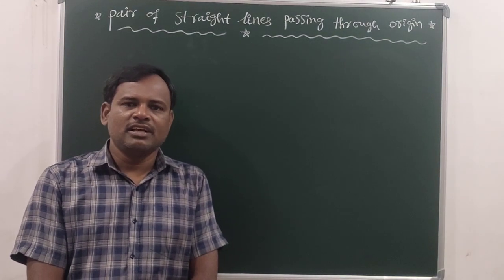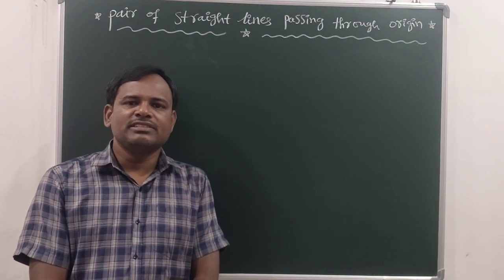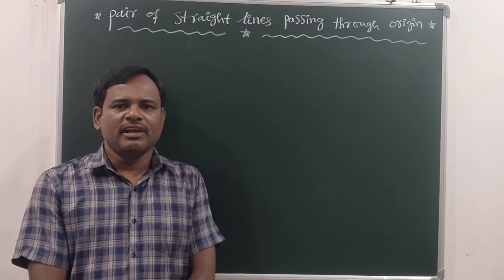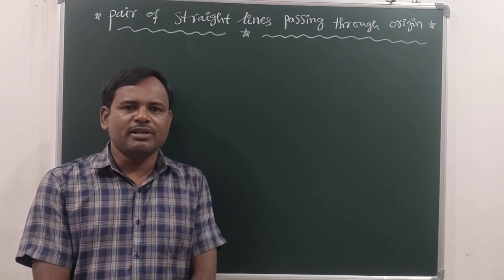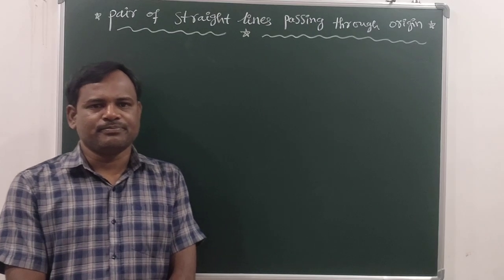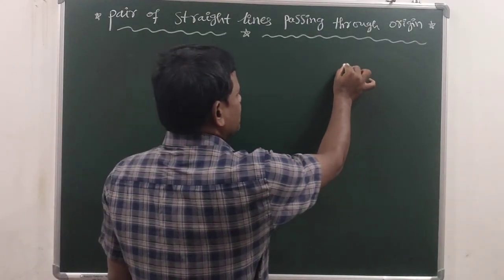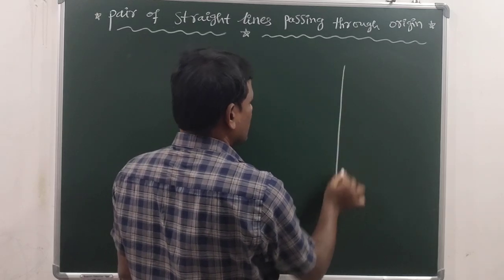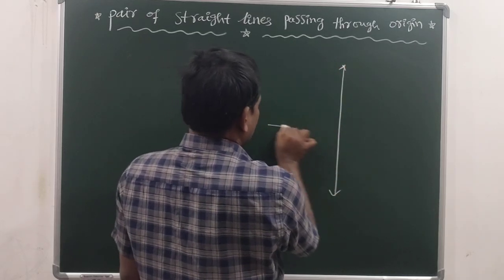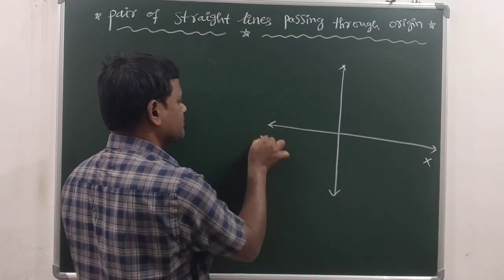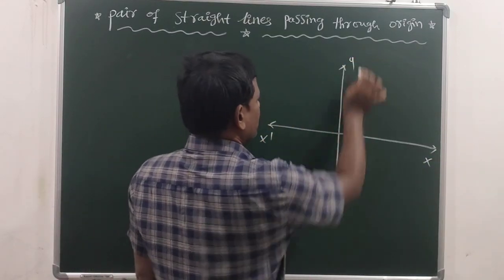In this class, now I am going to explain to you the standard form of a pair of straight lines passing through the origin, and also how to determine the angle between them. Now let us consider a coordinate system. This is the x-axis and this is the y-axis.